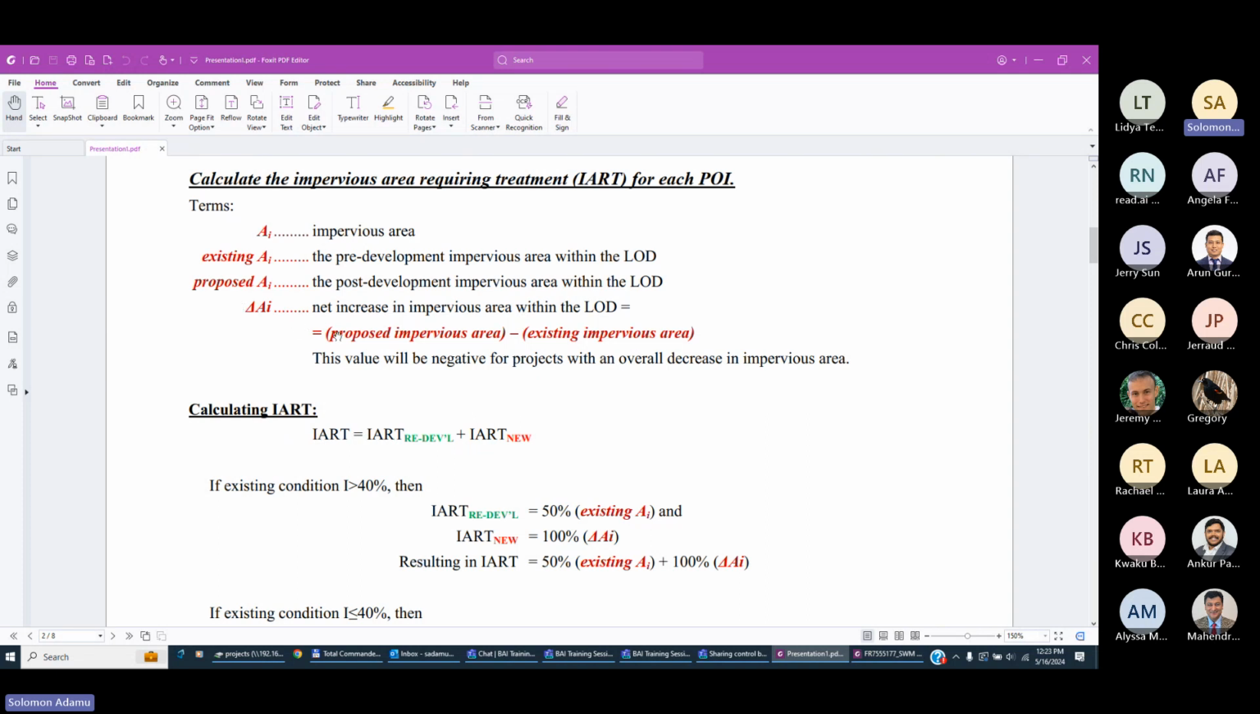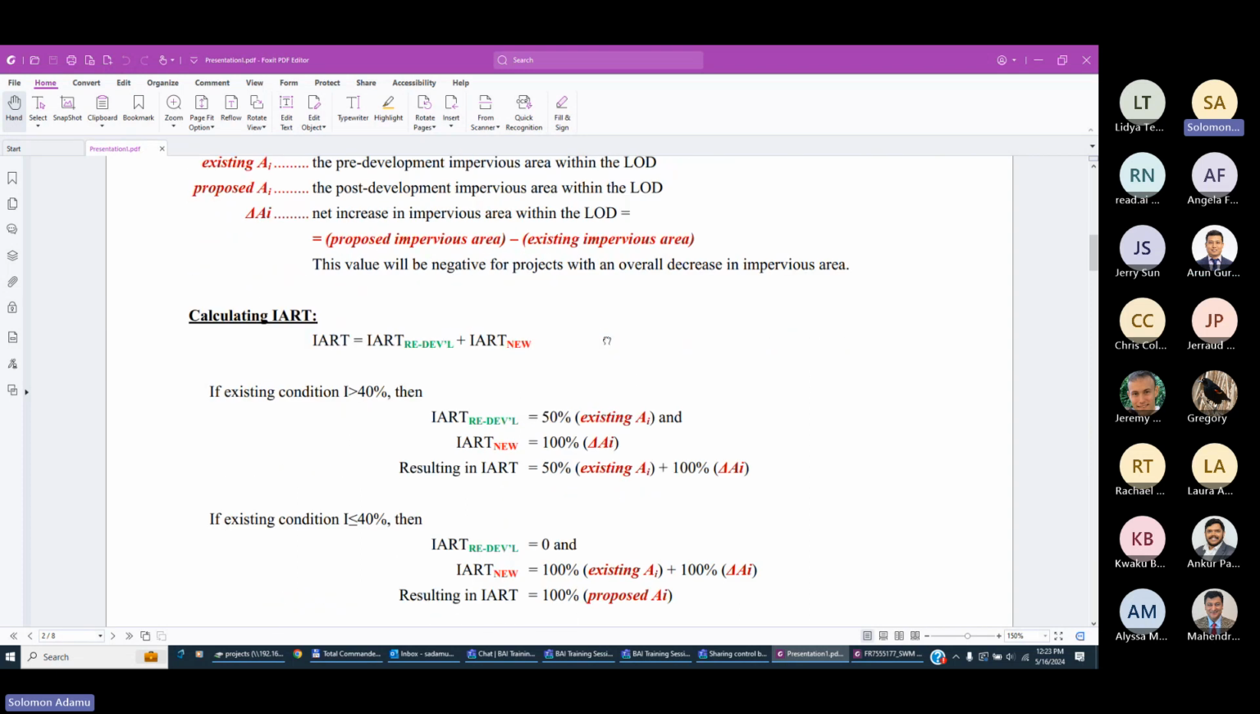Delta means proposed impervious area minus existing impervious area. So it can be negative or positive. If we are increasing impervious area, then this number is going to be positive. If we are decreasing, if we are removing more impervious area, then this is going to be negative.